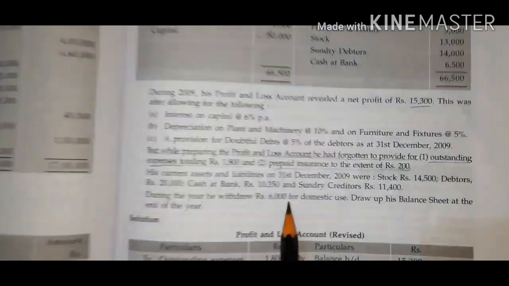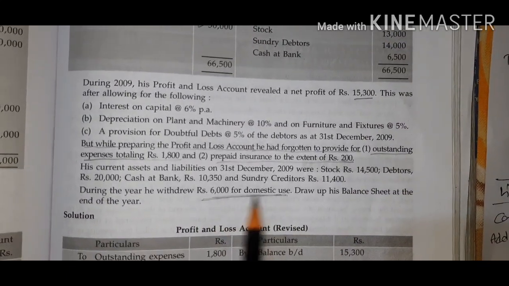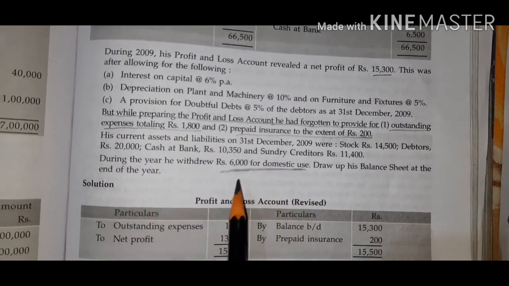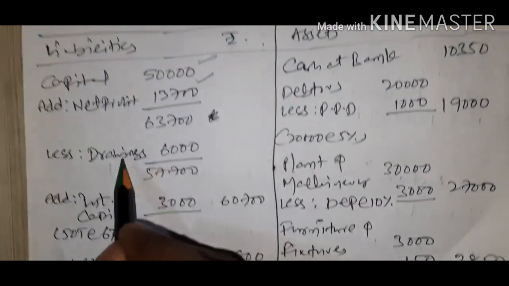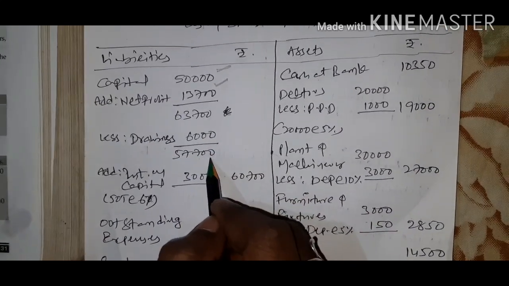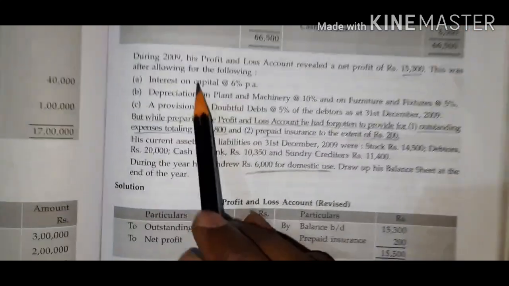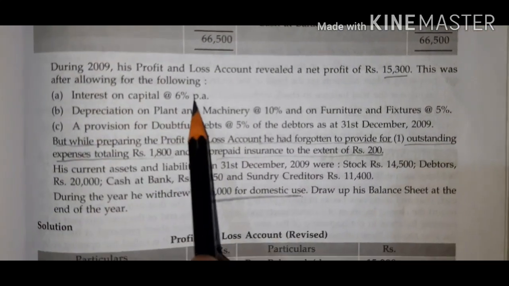Then here, friends, during the year he withdrew rupees 6,000 for domestic use, that is drawings. If any drawings have been made by the proprietor, the same ought to be deducted from his capital account. Since his capital balance is going to reduce, such drawings will be deducted from the capital, that is less drawings 6,000, then it will amount to 57,700.